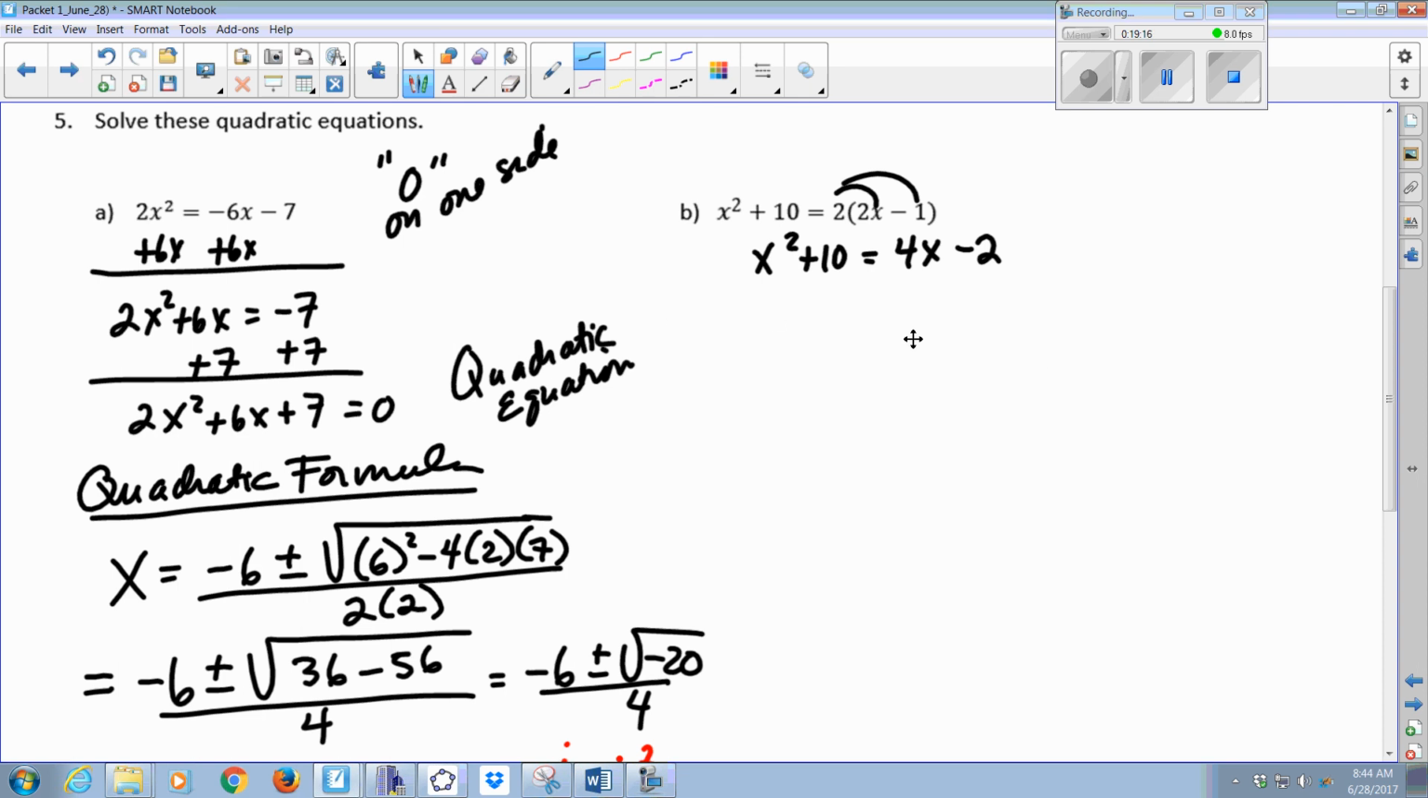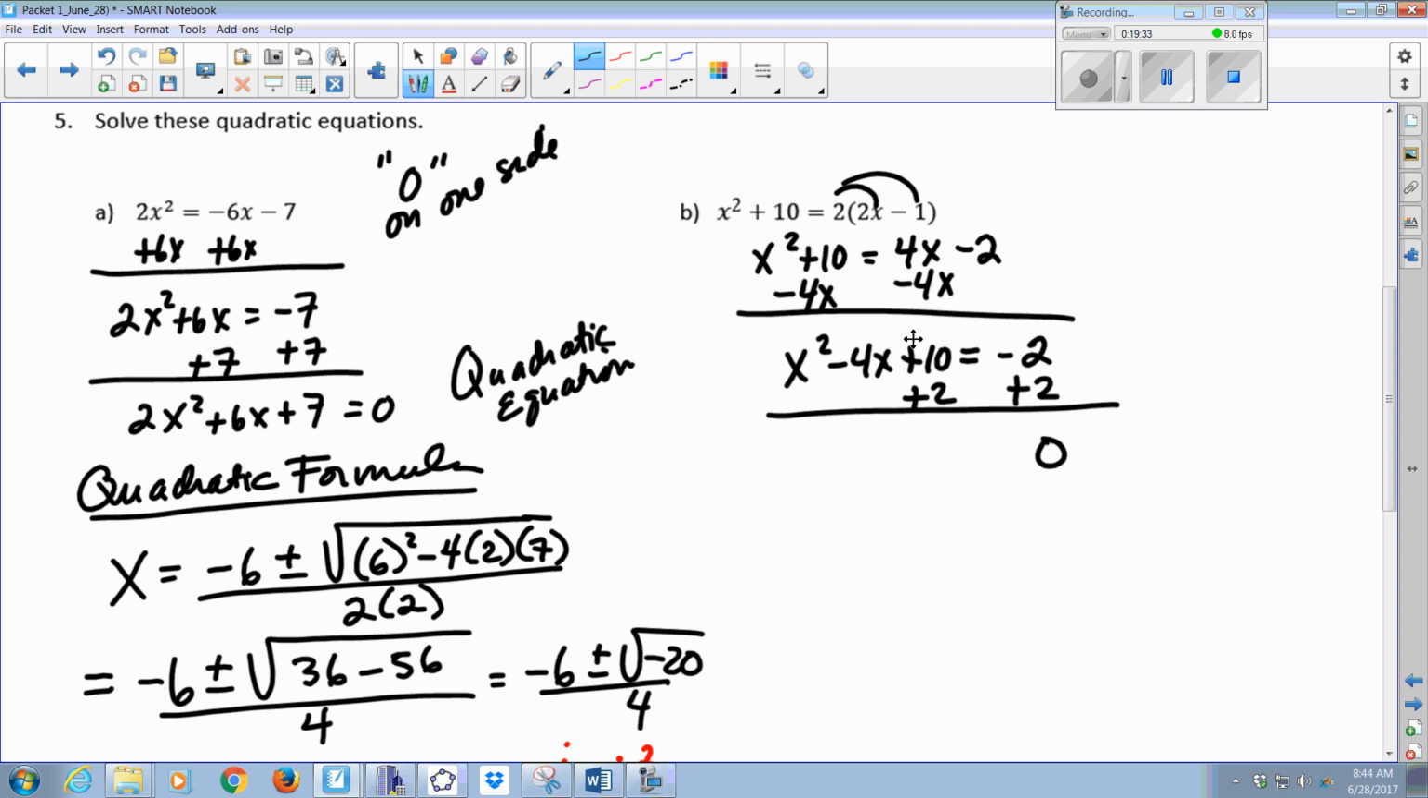Since x squared is on the left side, I'm going to subtract 4x from both sides first, and I get x squared minus 4x plus 10 equals -2. And now I'm going to add 2 to both sides, so I get 0, in this case on the right side, and I get x squared minus 4x plus 12.